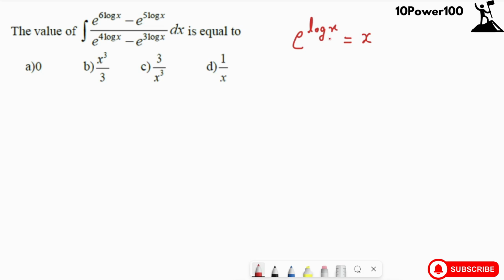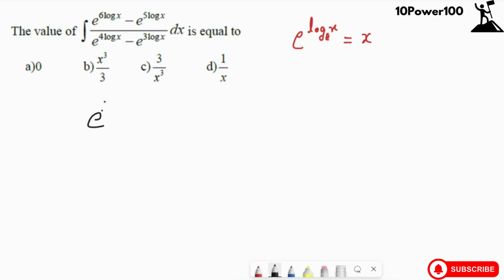It's not always x. One thing you have to keep in mind is the base of the log. Here in our mathematics, whenever they give log without a base, we consider it as base e. So log x with base e, and e power log x with base e, we take it as the inverse function, that is x. So x is the output here.